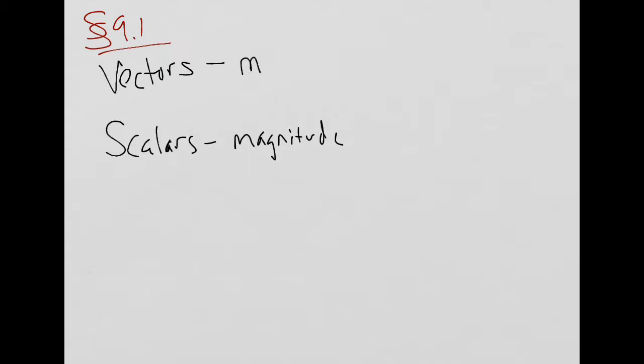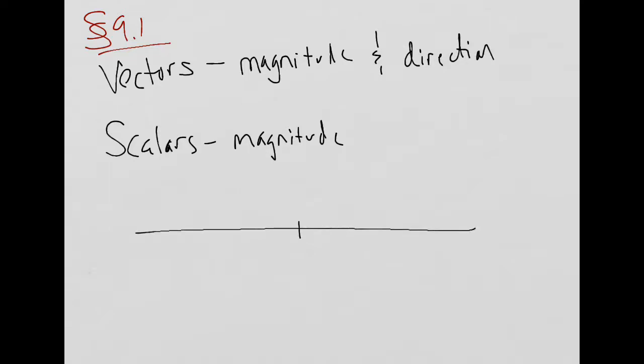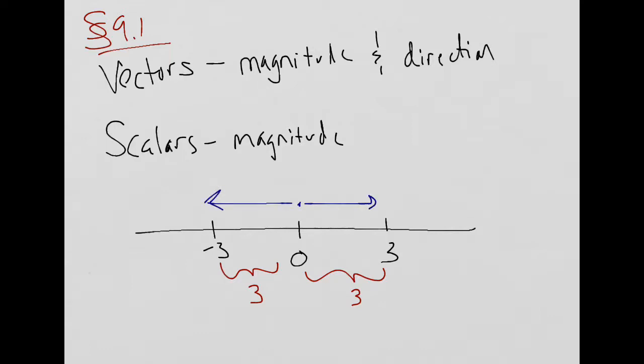A vector has magnitude and direction. So if you want to look at it in one dimension, you can think of the number line. So here's the points 3 and -3 on the number line. In either case, I have to move 3 units away from 0 to get to that point. But here, I moved 3 units to the right, and here, I moved 3 units to the left.